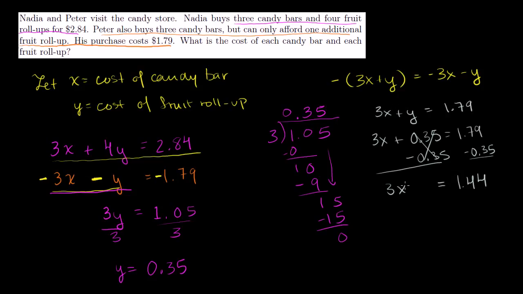That's $1.44. And 3 goes into $1.44. Goes into 1 0 times. Bring down the 4. 3 goes into 14 4 times. 4 times 3 is 12. 14 minus 12 is 2. Bring down the 4. 3 goes into 24 8 times. 8 times 3 is 24. No remainder. So x is equal to 0.48. So there you have it. We figured out, using elimination, that the cost of a candy bar is equal to 48 cents, and that the cost of a fruit roll-up is equal to 35 cents.